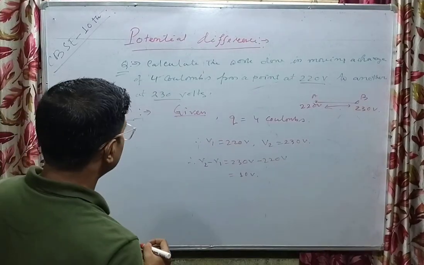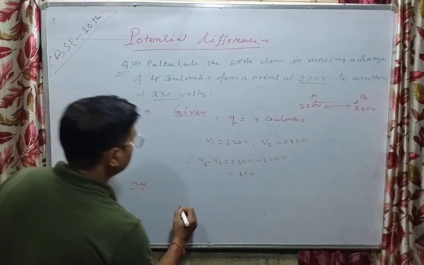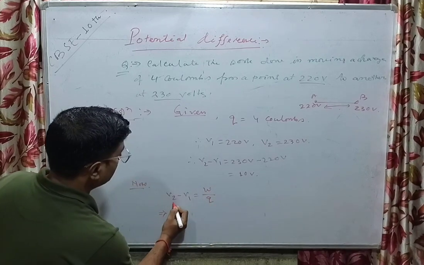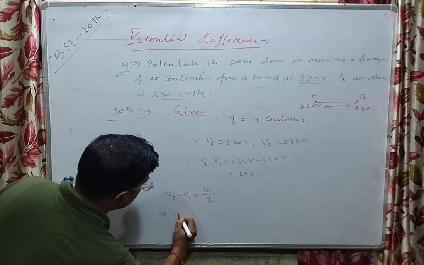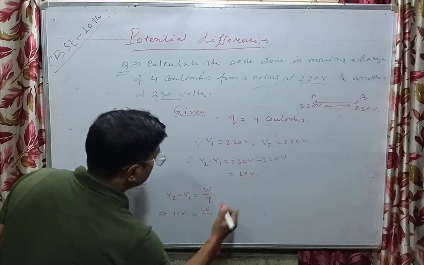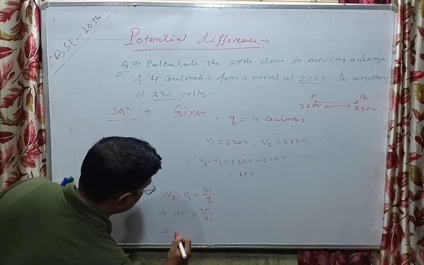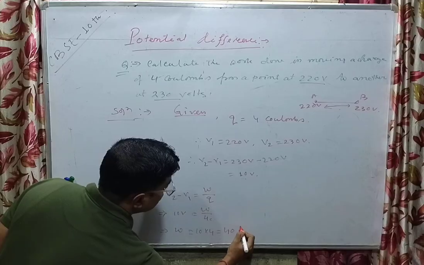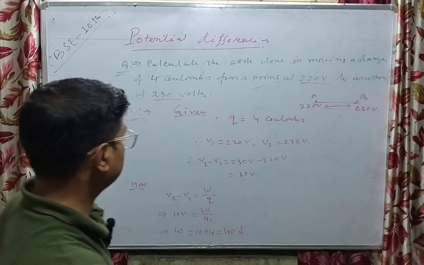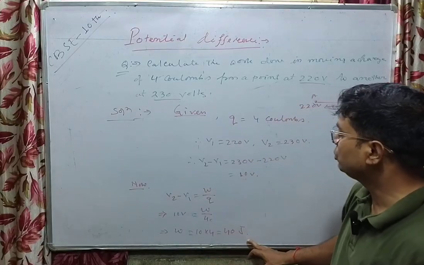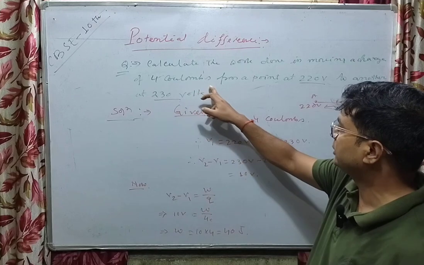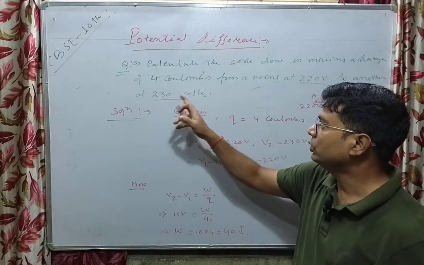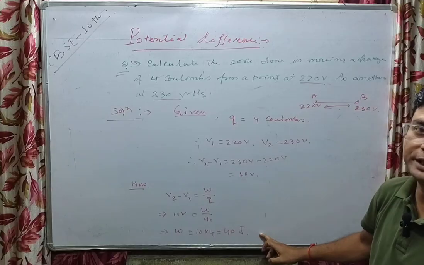Okay. Now V2 minus V1 is equal to W by Q by definition. V2 minus V1 is 10 volts, and Q is 4 coulombs. That is, W is equal to 10 into 4 is equal to 40 joules. Students, we have to do 40 joules of work to carry 4 coulombs of charge from potential 220 volts to another point at potential 230 volts. This is the amount of work we need to do.